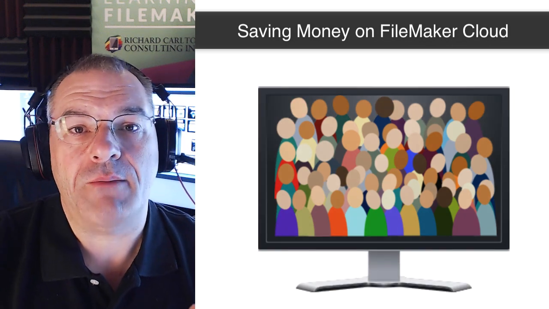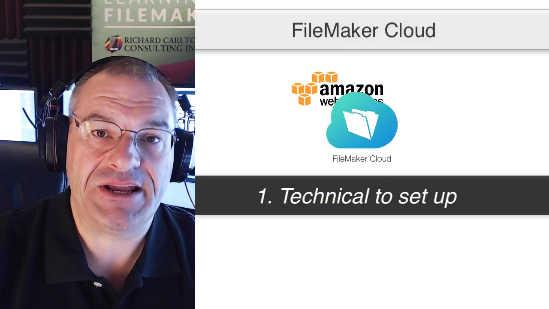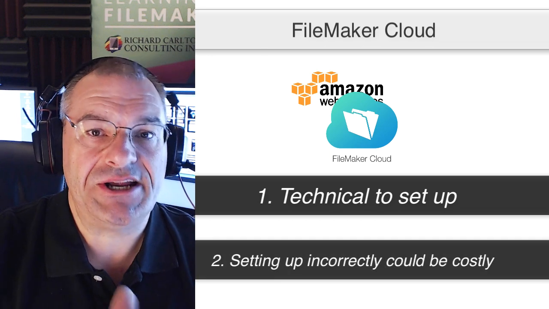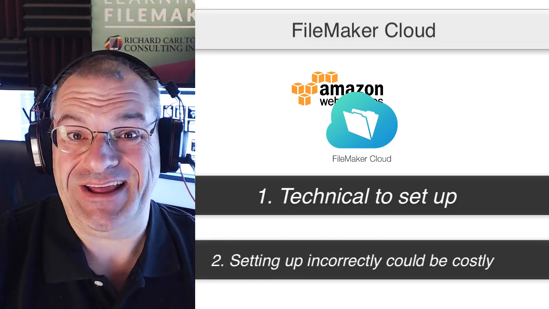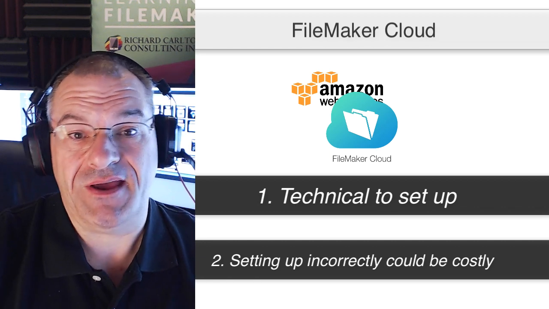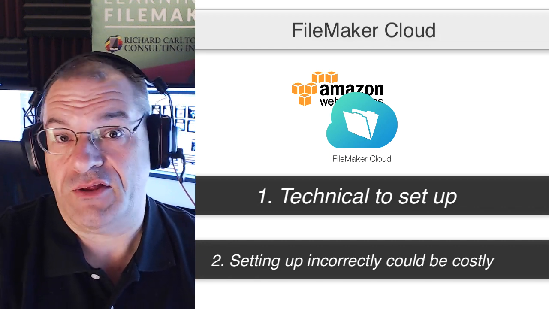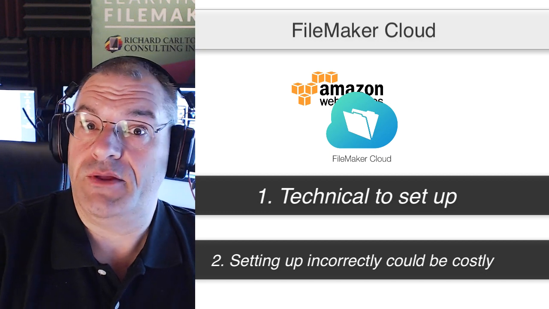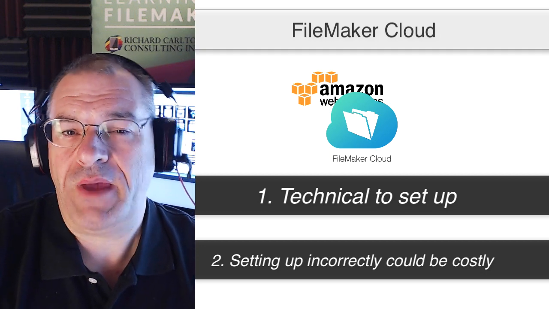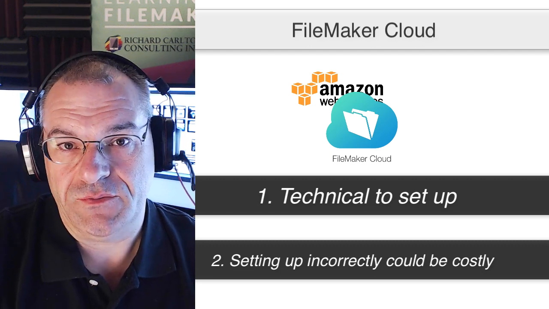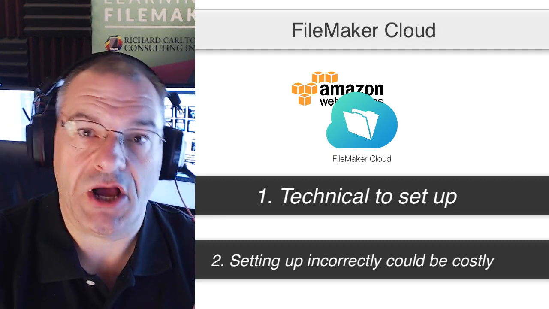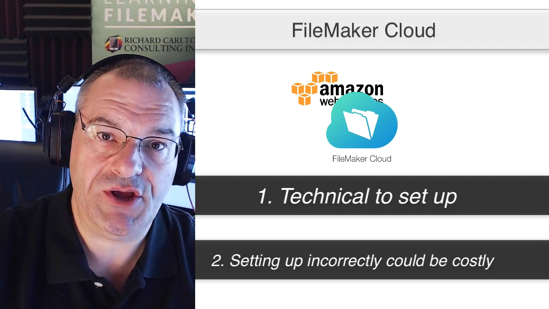What's interesting about FileMaker Cloud is, one, it's a little bit technical to set up, and two, if you don't set it up correctly, it could cost you a ton of money, accidentally, where you're expecting a $100 bill a month or a $50 bill, and you get a $2,000 bill. So it's very important that you pay attention to this video and understand what you're getting into, otherwise you're likely to make a mistake. Once again, talk to your local FileMaker consultant, watch this video, and be aware of what's going on.